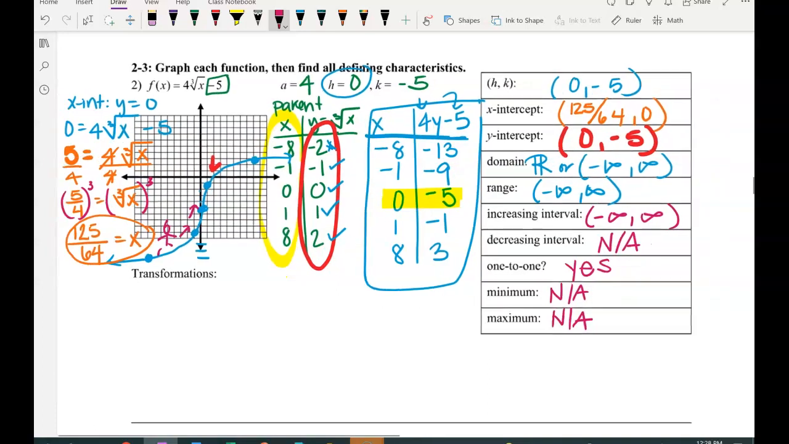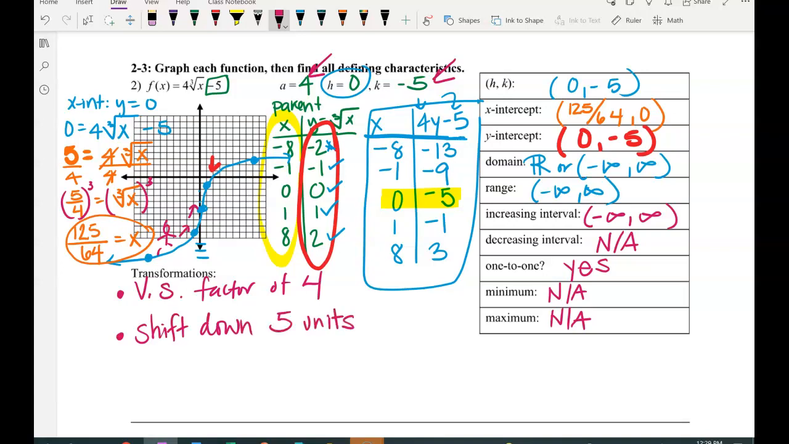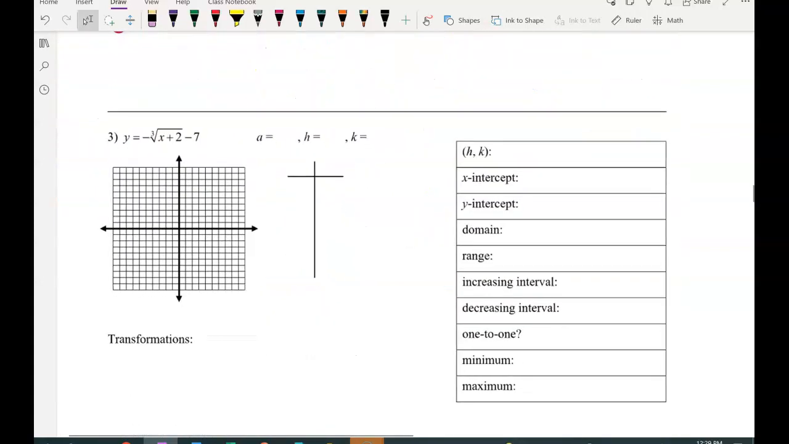We do have transformations that we need to state. We technically have 1 and 2 kinds of transformation. The first one is the 4, so it is a vertical stretch by a factor of 4. It is very important to indicate whether it's vertical or not, because next year you will also have horizontal. Next is going to be the -5, so we are shifting down by 5. Shift down 5 units, or you can write down 5 units, that is fine. All right, look at that. Not too bad. Let's go on to example 3.